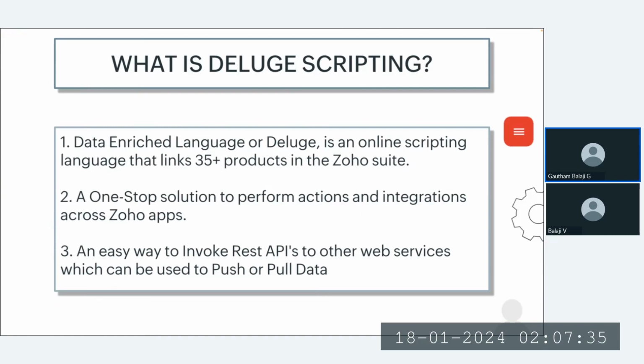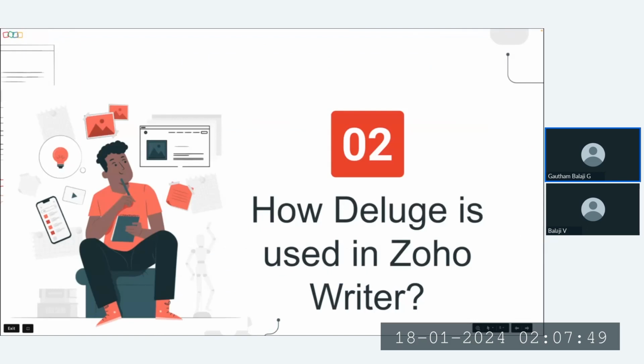Not only within Zoho, using Deluge, you will also have the capability to push and pull data from other web services as well using Invoke REST APIs. So let's see how the powerful Deluge tool can be used in Zoho Writer.